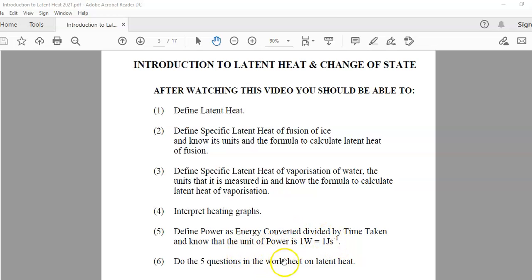And you should also be able to do 5 questions in the worksheet that follows here. Some of these questions, three of them, are quite okay. One is a little challenging, and the last one is actually quite challenging. So that should be good for you.